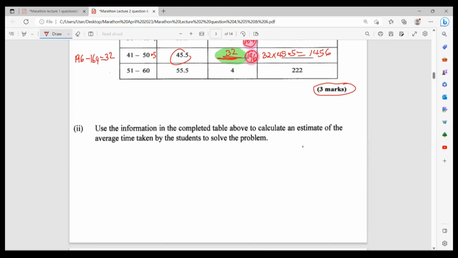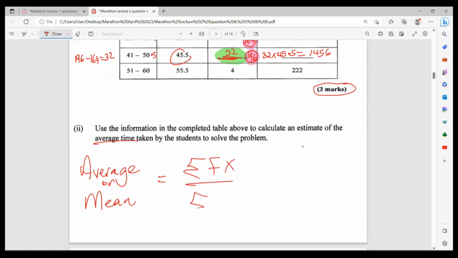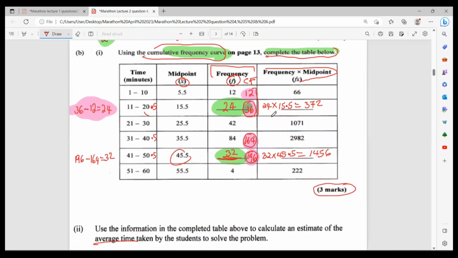Calculate an estimate for the average. Everybody knows that average is what we call statistical mean, right? Our mean is statistical average. So the formula for it is the sum of the fx column divided by the sum of the f column, all the time. So now you're going to have to do the sum, but we know the sum of the f already. That's frequency. It was 200 you're dealing with.